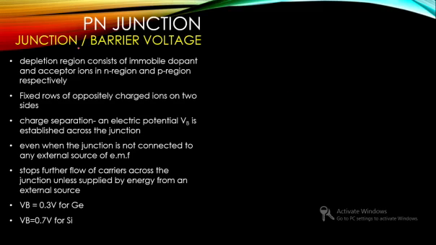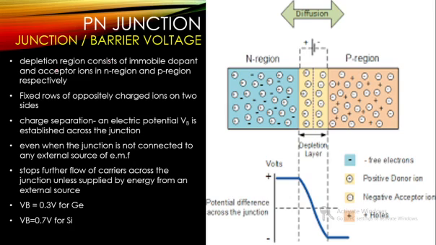It also constitutes a junction or barrier voltage. So what is happening? The depletion region actually consists of immobile donor and acceptor ions. So we have a fixed row of positive charges on one side.